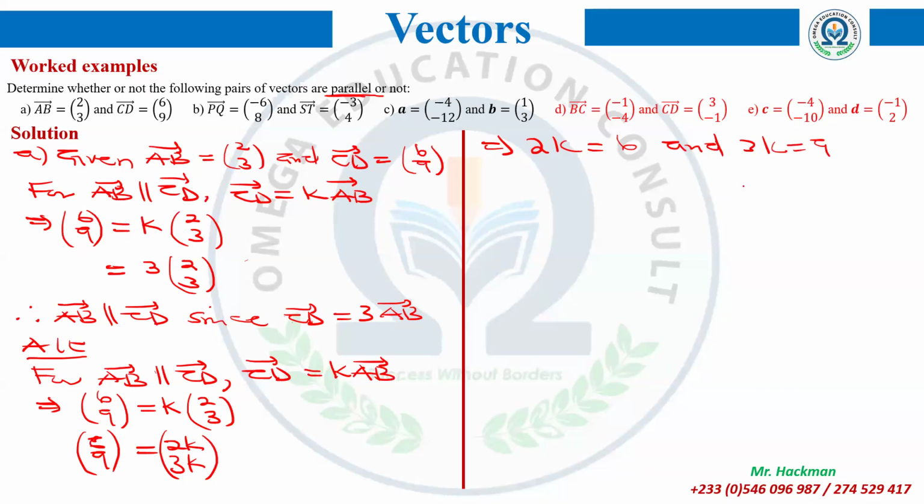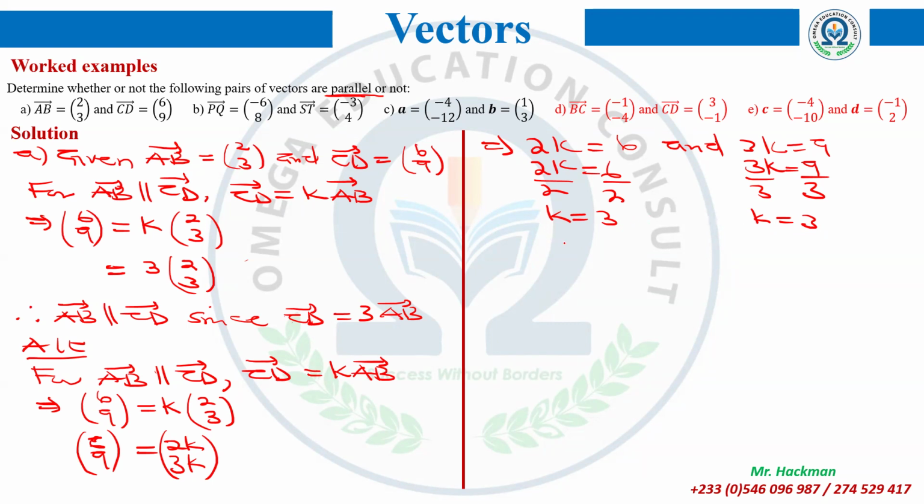I hope you are following. Okay, so let's solve for our k. 2k is equal to 6, over 2 over 2. So your k is equal to 3. Let's solve for the k here. 3k is equal to 9, over 3 over 3. So k is also equal to 3. You can see that irrespective of the components that we use to form the equation, we have the same values for k after solving. So it means your k indeed is a k, it's a constant. It doesn't change.